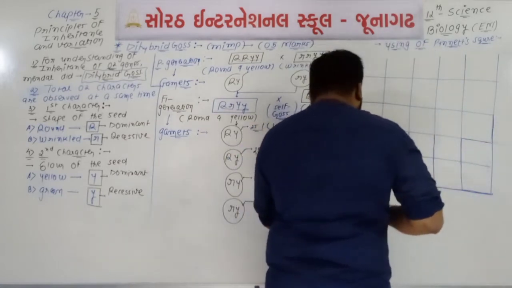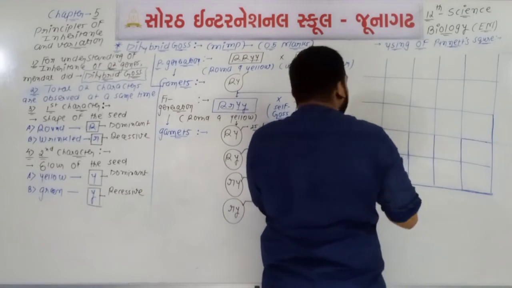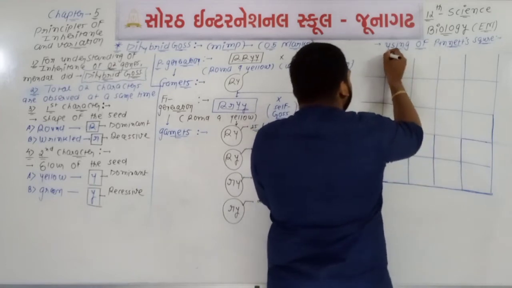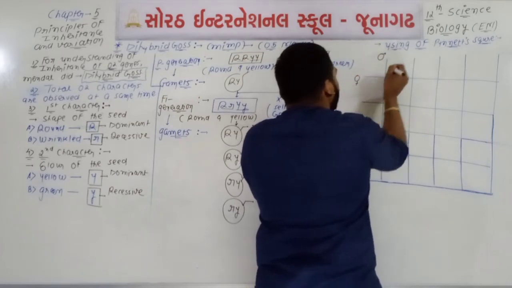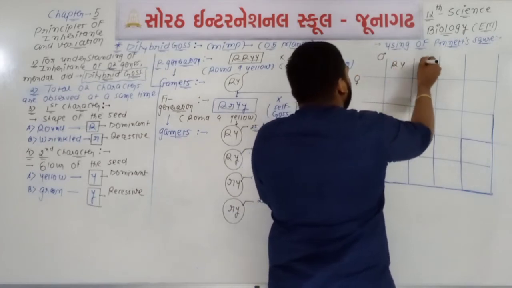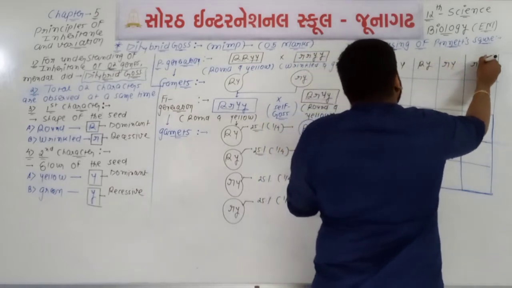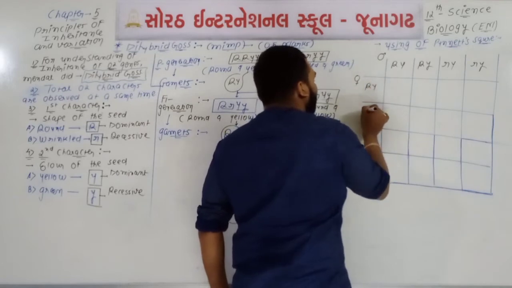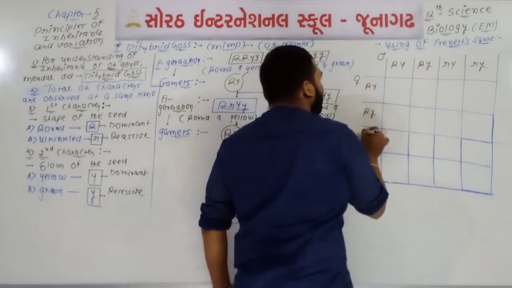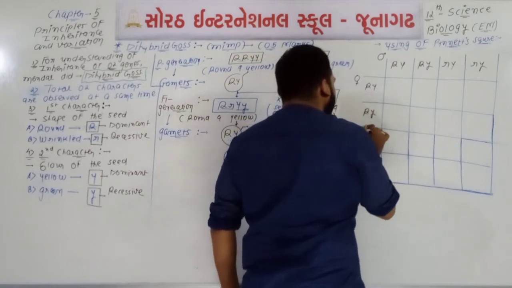Okay, so you know the unit square here. We are going to write all the male gametes on one side and the female gametes on the other side. Capital R, capital Y, capital R, small y, small r, capital Y, small r, small y. Here also: capital R, capital Y, capital R, small y, small r, capital Y, small r and small y.